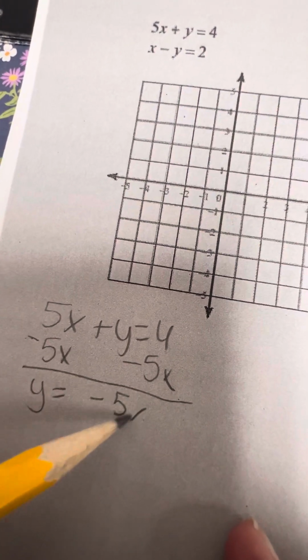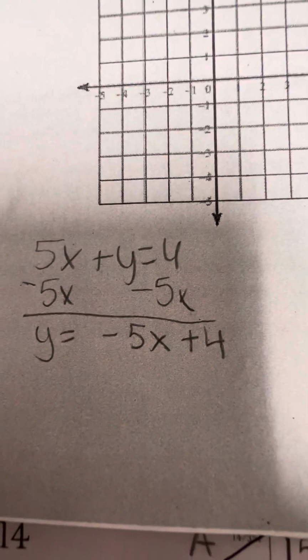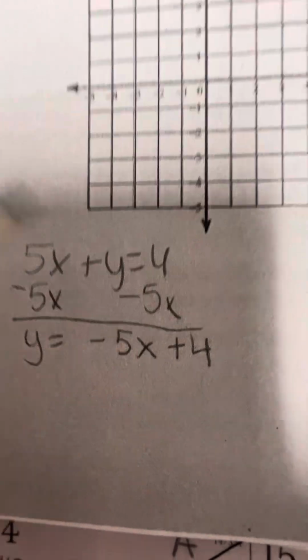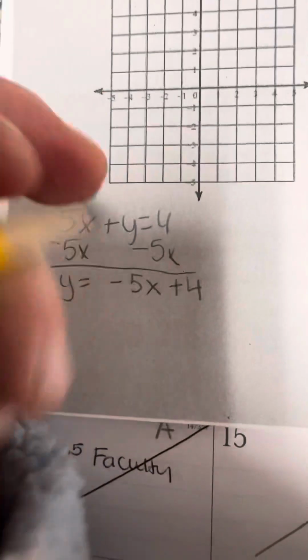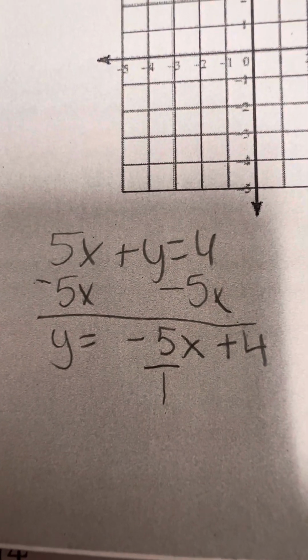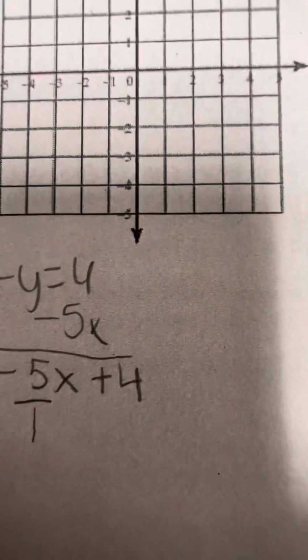We want that in slope-intercept form again. So you want y equals mx plus b. And now that is in y equals mx plus b. And I do want it in a fraction form for the slope. So I am going to just make it a fraction by putting it over 1. And then that way I have a fraction so I know where I need to move. So start with that plus 4.